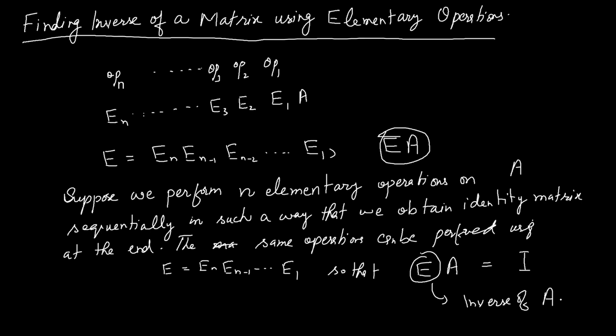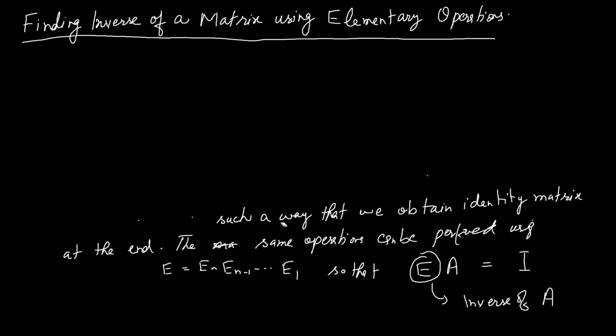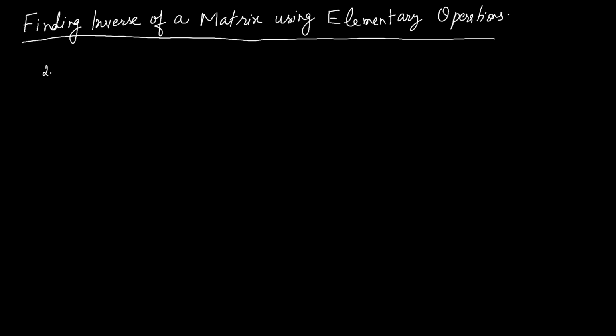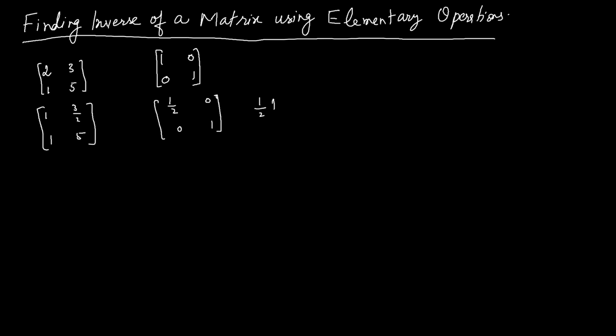Let us demonstrate this method using a small matrix of order 2 cross 2. We write the matrix A for which we need to find the inverse on the left side, and write the identity matrix side by side. Now we perform the same elementary operations on both matrices. The target is to make our first matrix equal to the identity matrix. First operation, multiply first row by 1 over 2.